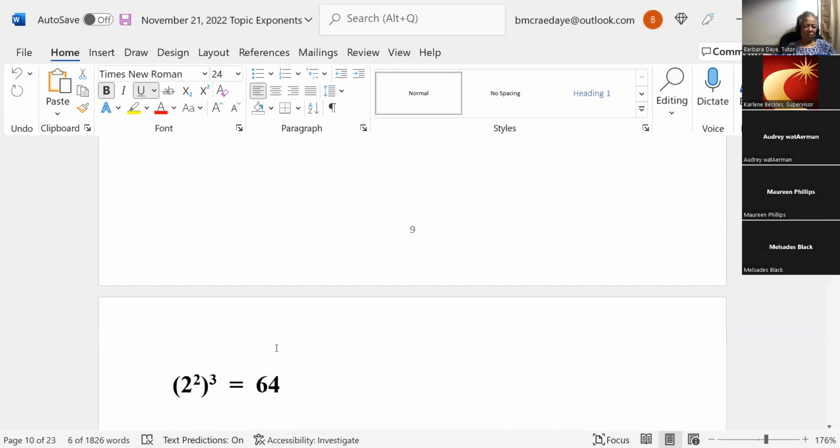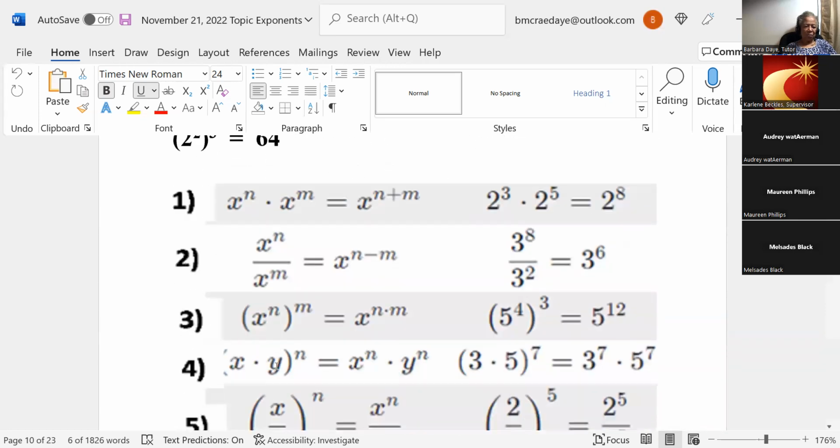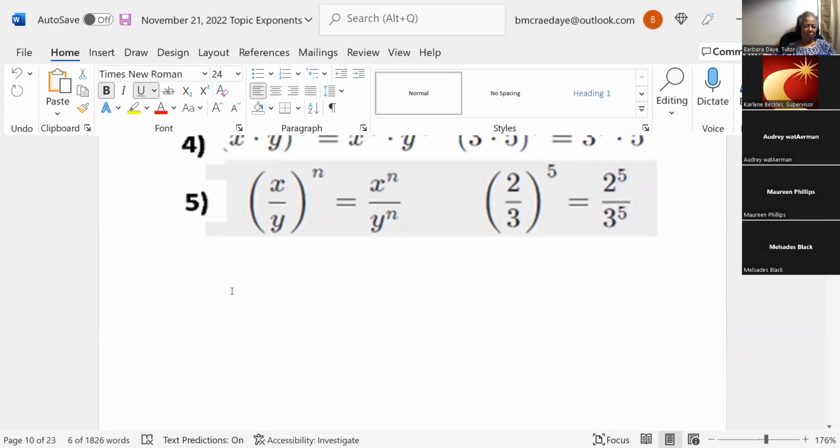I had that in on it. I was hoping to put something else. Which property is used? It'd be property 3. Do you see why the one you had was incorrect? Yeah. Okay. It's property 3. It's a power to a power. Okay.